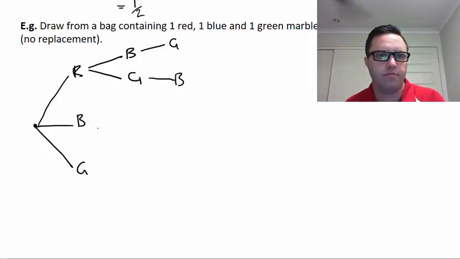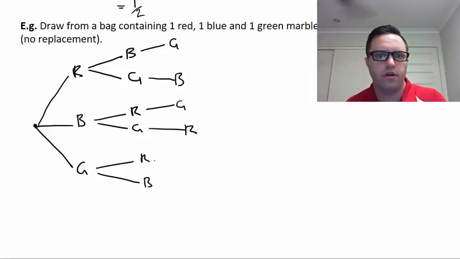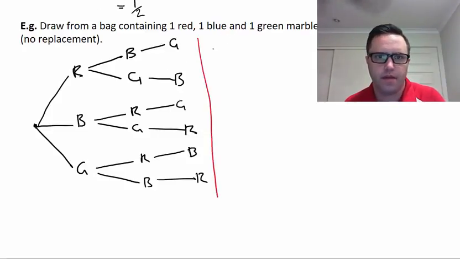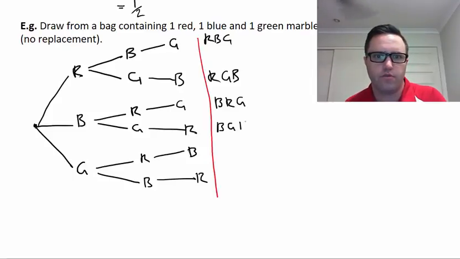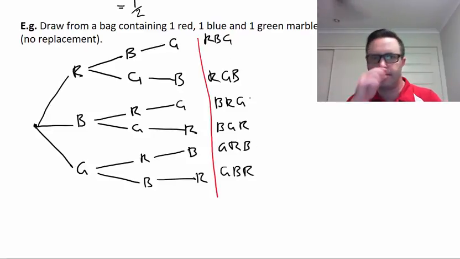With this one here, we've got blue. The only things left will be a red or a green, and then the only thing left will be the green or the red. This one here, we have the red or the blue, and this one has the blue, and this one has the red. And so our outcomes in the end will be red, blue, green; red, green, blue; blue, red, green; blue, green, red; green, red, blue; green, blue, red. Okay, so that's how we set these ones up.